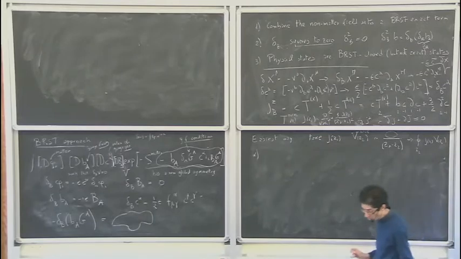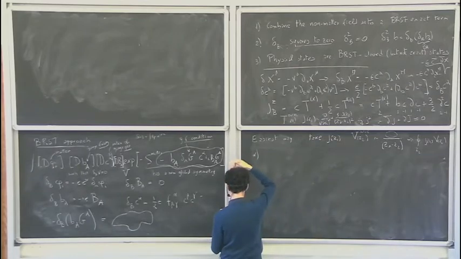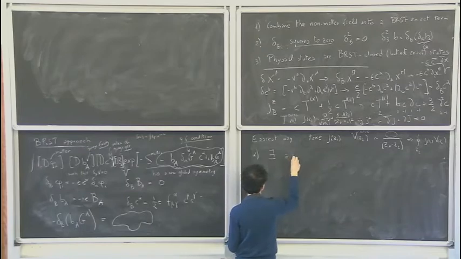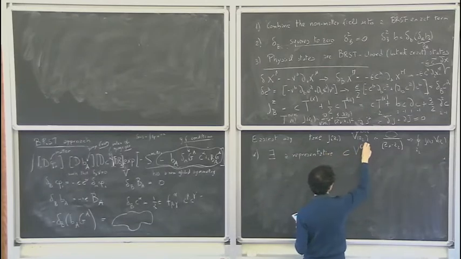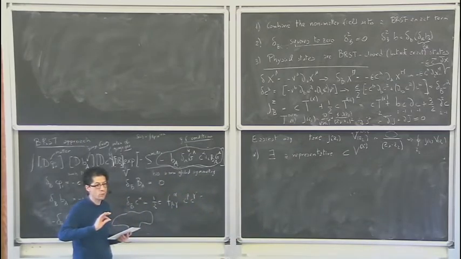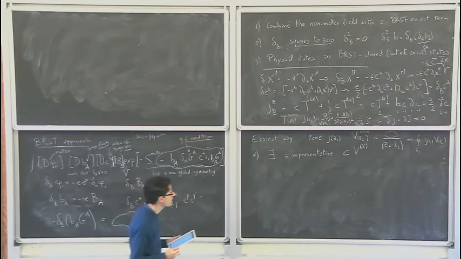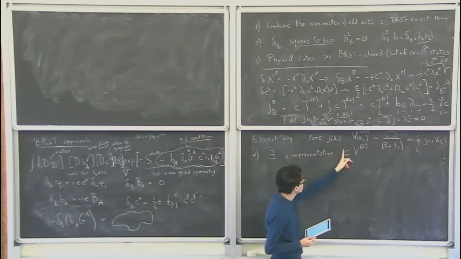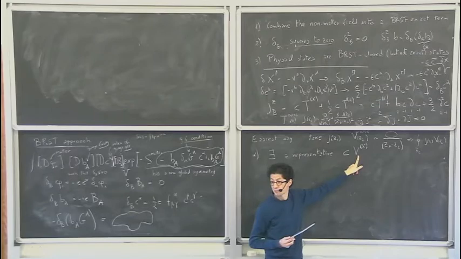Right. So in bosonic theory, one statement is that there always exists a representative that takes this form. So if you come up with any complicated physical state, a state that is BRST closed but not exact, you can find a representative that is proportional to C, and all the rest depends just on the matter field.